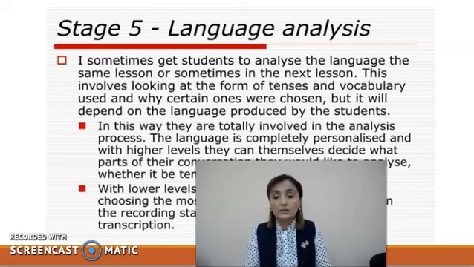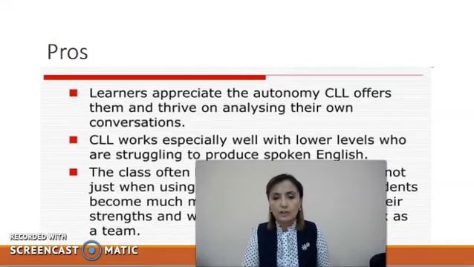The language is completely personalized, and with higher levels, they can themselves decide what part of their conversation they would like to analyze, whether it be tenses, lexis, or discourse. In this way, they may develop their critical thinking too, with the help of this analysis. With lower levels, you can guide the analysis by choosing the most common problems you noted in the recording stages or by using the final transcription.